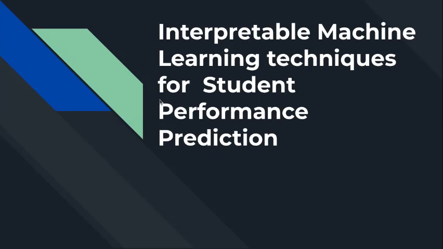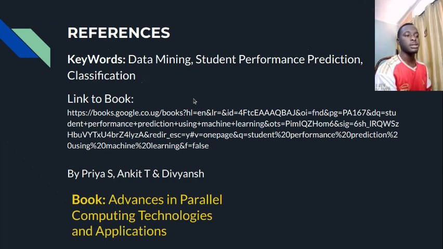Today we are going to use some past experience of other people. It's not necessarily us doing the work, but what other people have done and experienced, so that we don't go into the field blind. We are going to be using this book, entitled Advances in Parallel Computing Technologies and Applications, and I picked out only the students part, about students' prediction. The link to the book is there, and I'm also going to drop it in the description. You can check the description for that.